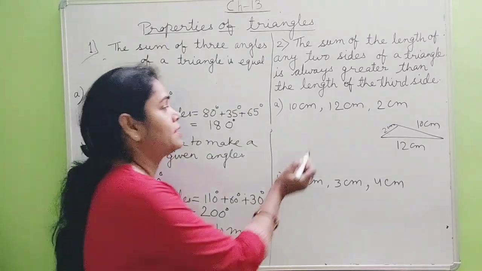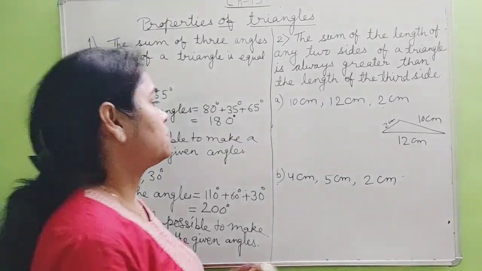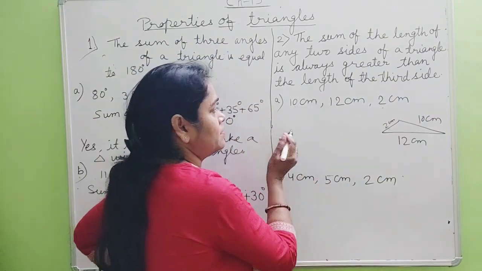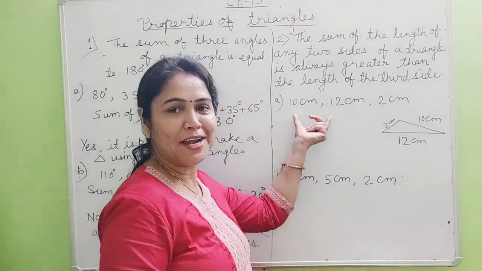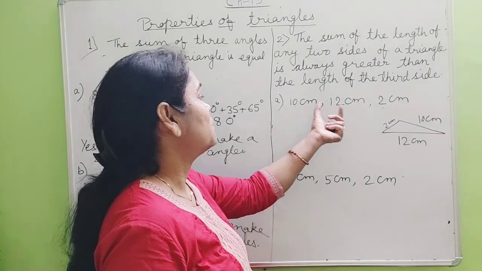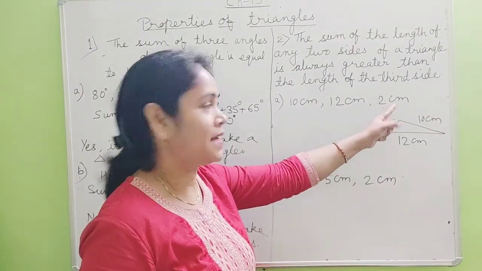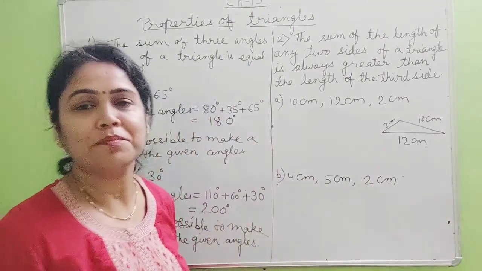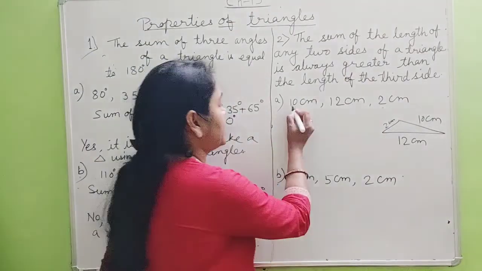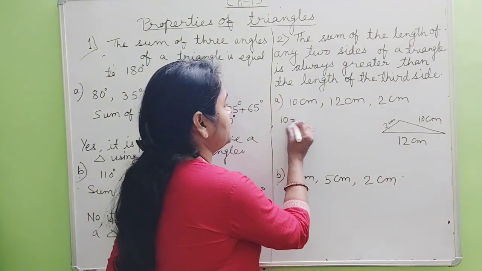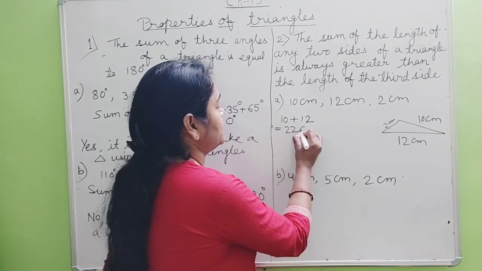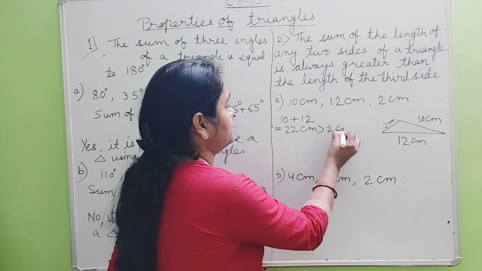So first take any two, and here we will check the sum. See here, 10 plus 12. Generally, if we add the greatest sides, then it will be greater than the smaller one. But in this first question I am making you understand that we are adding all of them. 10 plus 12, what did we get? 22 centimeter. This is greater than 2 centimeter.